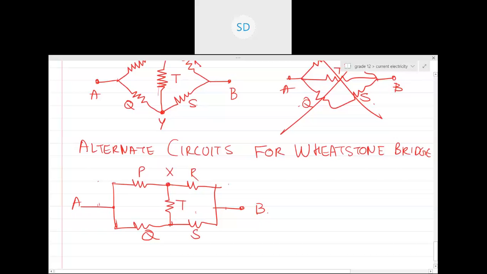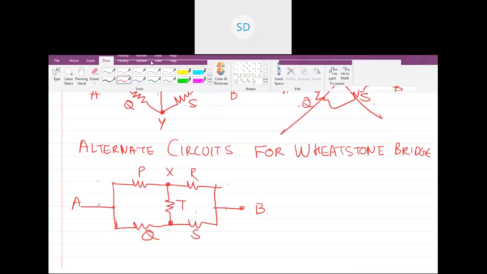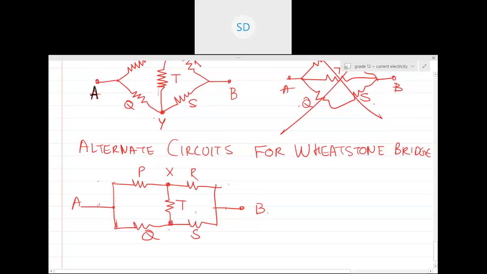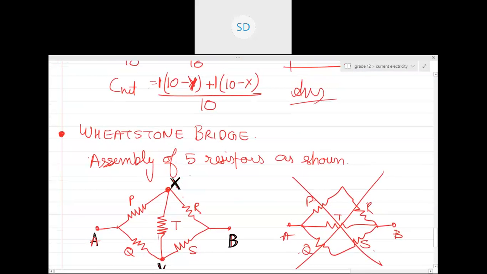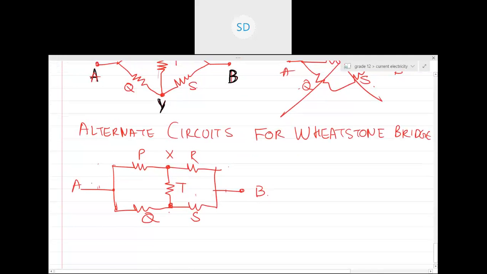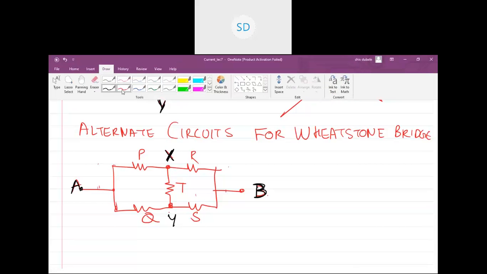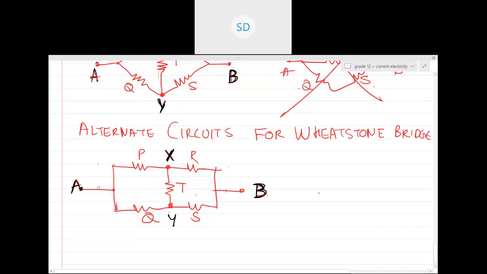This is point X. Let me write the points in black so that you will not get confused between the points and the resistances. The ones which are written in black are the joints, the points across which the resistors are connected, whereas P, Q, R, S are resistors. I didn't want to use the R1, R2, R3 representation, because that's not very good. Anyways, even this is one of the forms.